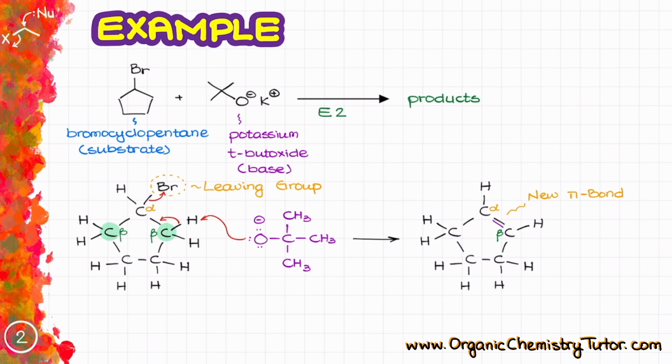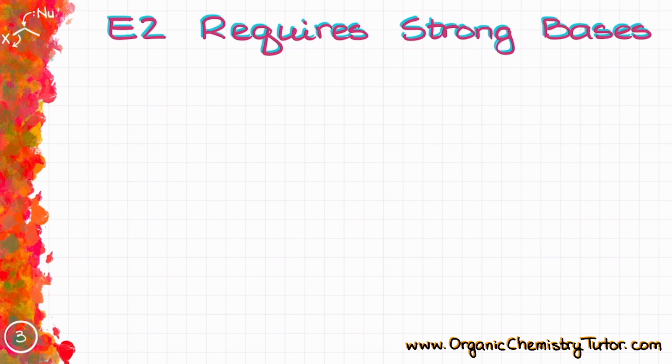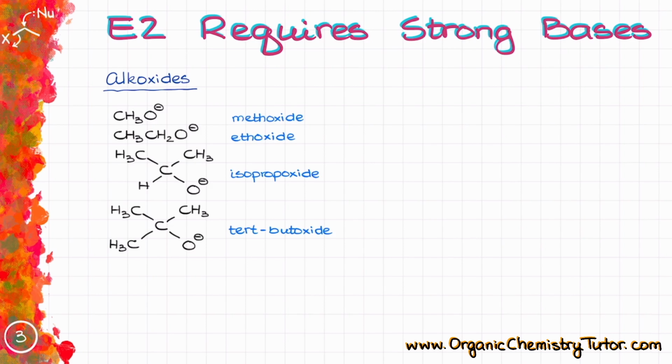And just like in the previous example where I used a generic molecule, here we too make a new pi bond between our alpha and beta atoms. Easy enough, right? So, are there any specifics that we need to be mindful about when dealing with E2 reactions? Well, yeah, of course there are. The first requirement is that E2 reactions require strong bases.